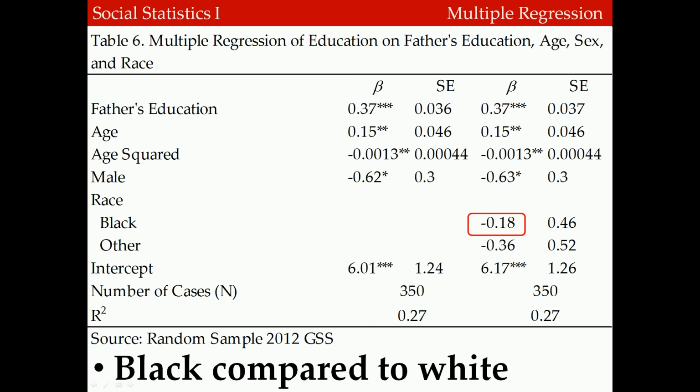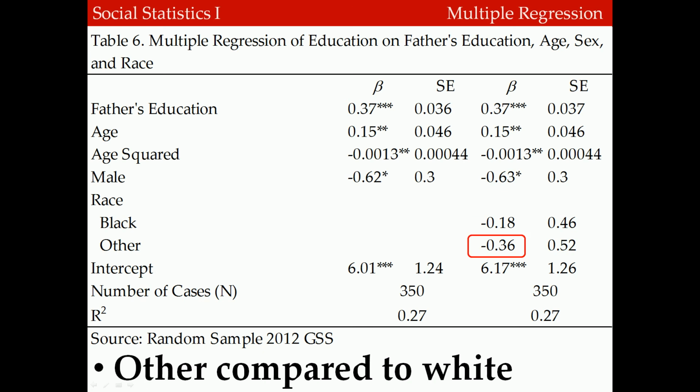this coefficient, the negative 0.18, is in comparison to white. And it tells us that blacks have, on average, about 0.18 years of education less than whites. Although there's no star next to it, indicating that this result is not statistically significant. Therefore, it could happen by chance alone.